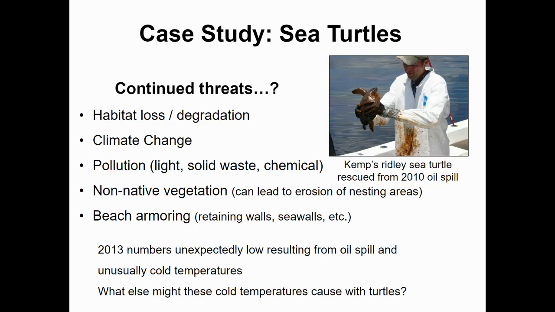So sea turtles continue to struggle, though. There are a lot of challenges out there for them. Habitat loss and degradation, climate change, pollution, as I said before, light pollution causing babies to go the wrong way, solid waste in the water, and chemical imbalances in their environment can all be a problem. Non-native vegetation leads to erosion of nesting areas. So when people change the plants growing on those dunes to look pretty, they're making a big impact on the animal life that lives there.